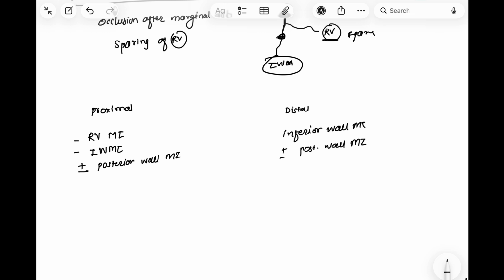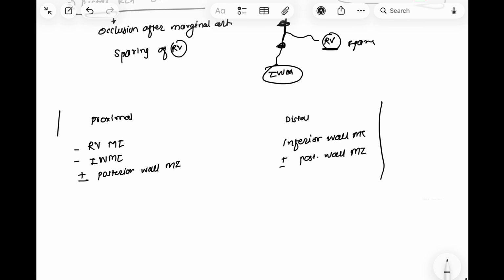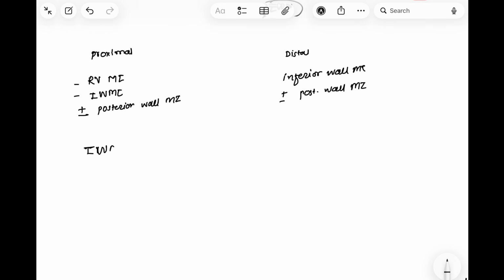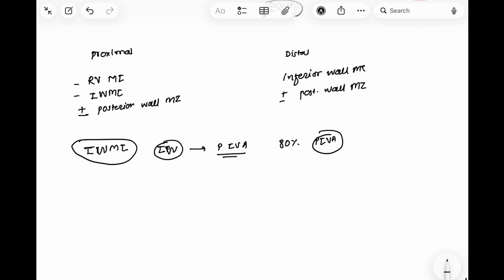Now, in this scenario, we are considering that the posterior interventricular artery is from the right coronary artery, right? That is the dominant one, around 80%. Now let's understand about the inferior wall MI in this scenario. See, inferior wall is supplied by posterior interventricular artery, right? And in 80% of patients, this posterior interventricular artery is from right coronary artery, right?